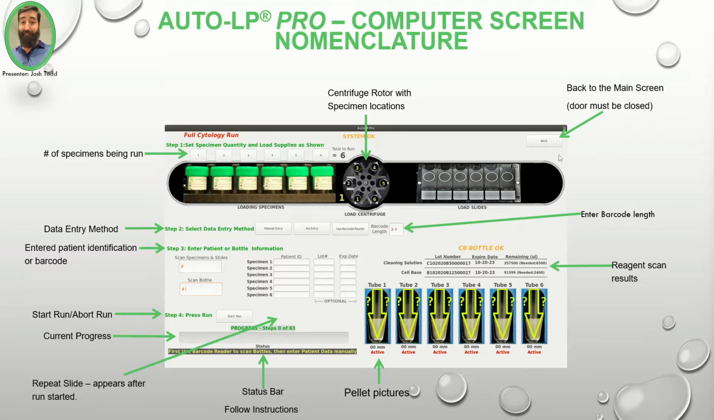At the top right, you will see the back button. The door must be closed on the AutoLP Pro to go back to the main menu. In the center, you will find the centrifuge rotor with specimen locations. Changing the specimen number will change the image, showing you where to properly place the specimens.